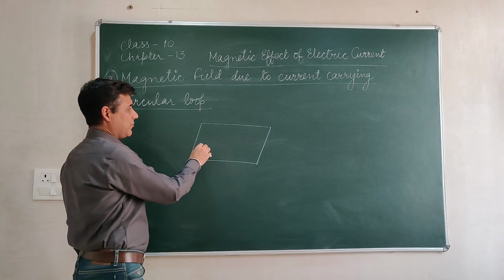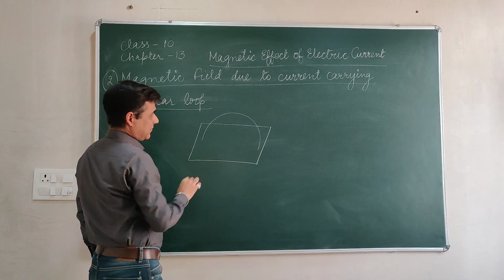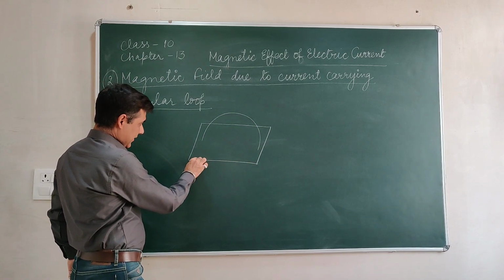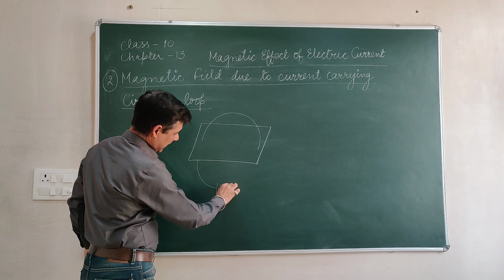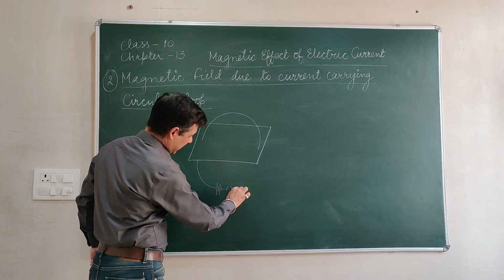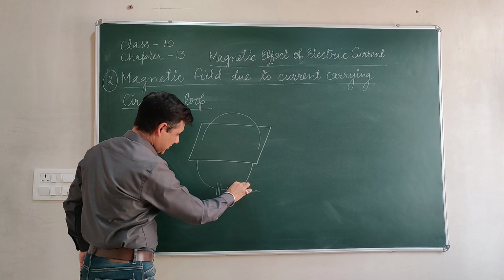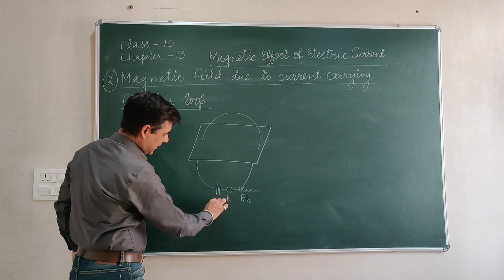And then the wire will pass through it from 2 points in such a form that it becomes a circular loop. Connect it with a battery and a key, and we can connect it with a rheostat also, and the second end of the wire is connected like this. So this is the rheostat, this is the battery, and this is the key.